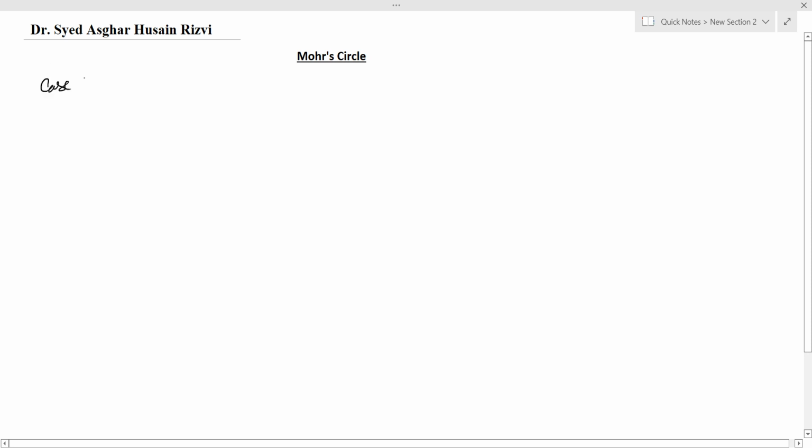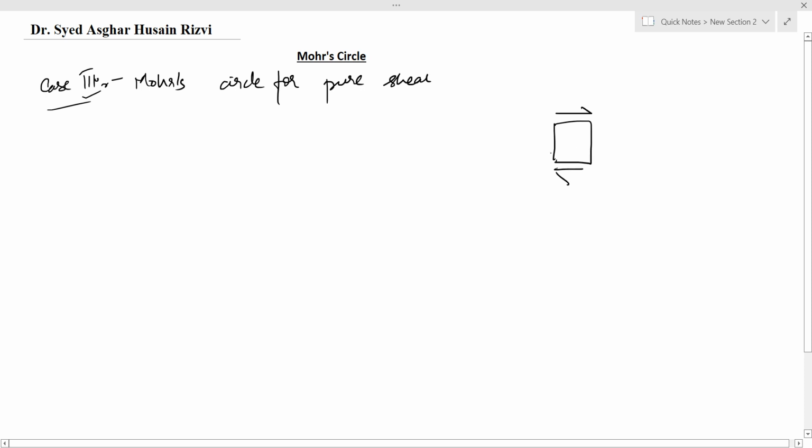Case 3. Case 3 is Mohr's circle for pure shear. That is, the element is subjected to shear stress only, like this. And the shear stress is represented by tau.